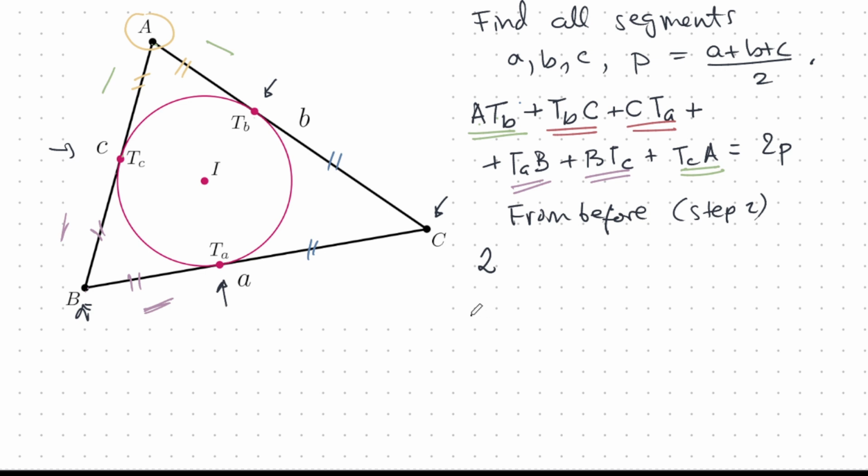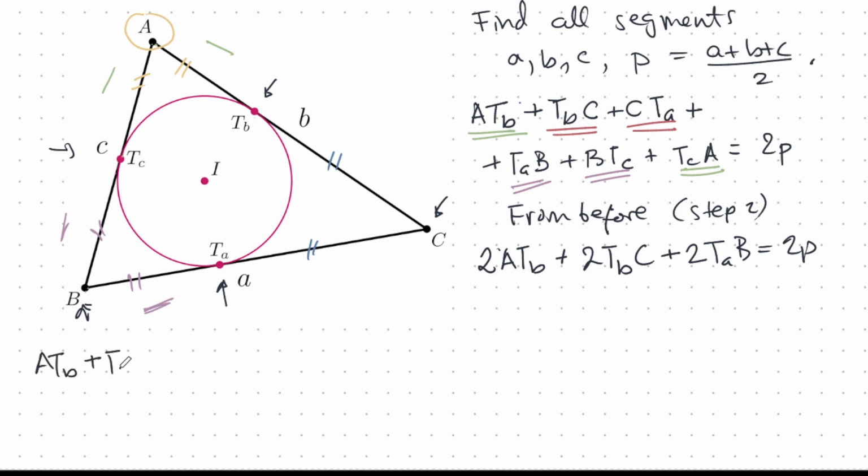2 times ATB plus 2 times TBC plus 2 times TAB, like that. And this is equal to 2P. And the 2's all cancel out, so now you see another reason why we use semi-perimeter and not perimeter. AB, let's write it over here.